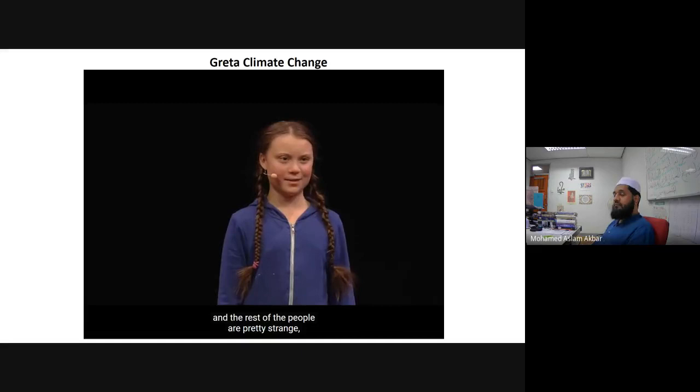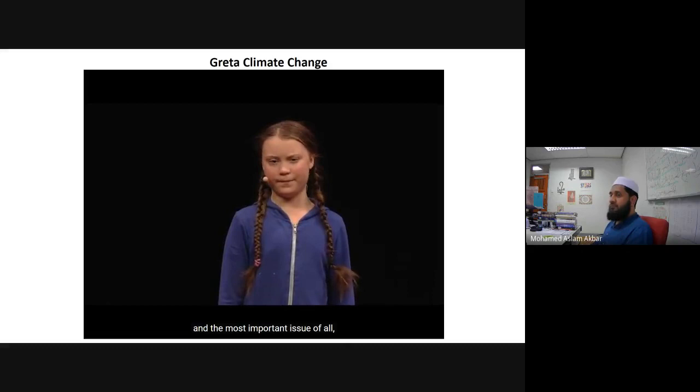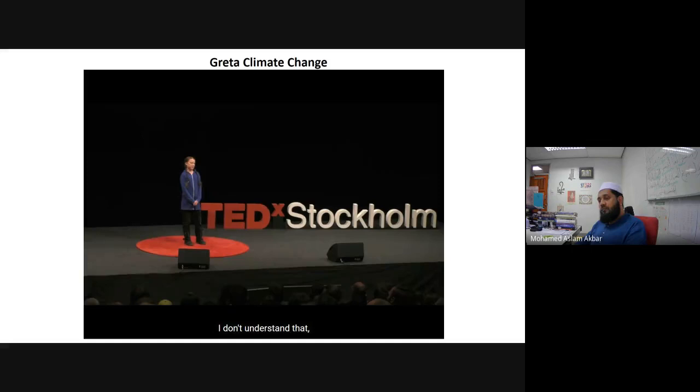especially when it comes to the sustainability crisis, where everyone keeps saying that climate change is an existential threat and the most important issue of all. And yet, they just carry on like before. I don't understand that, because if the emissions have to stop, then we must stop the emissions. To me, that is black or white. There are no gray areas when it comes to survival. Either we go on as a civilization or we don't. We have to change.